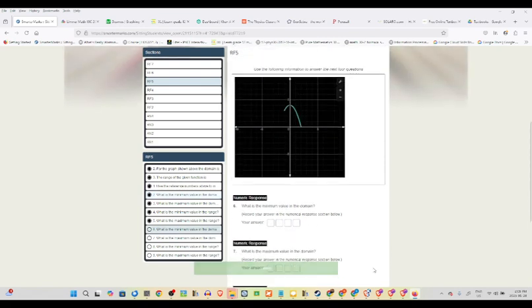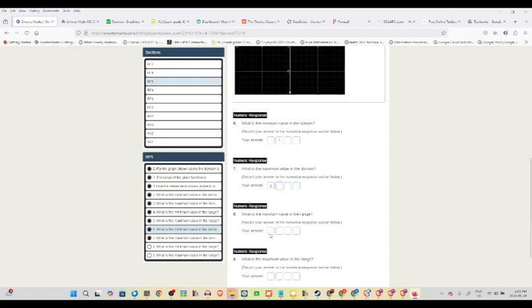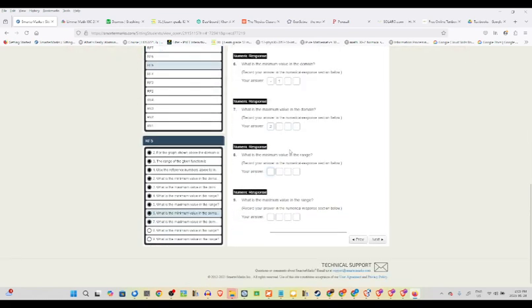And the next set, it's similar ideas. Minimum value here, we have a -1. Maximum is 2. And in our range, the minimum value is 0. The maximum is 4, even though that's not at the end of the curve. It comes back down, but the highest value it ever has is 4.